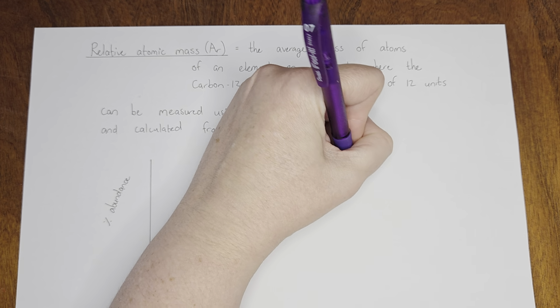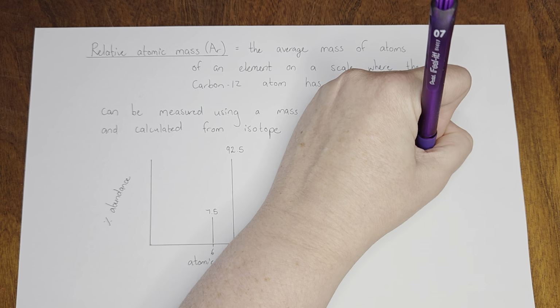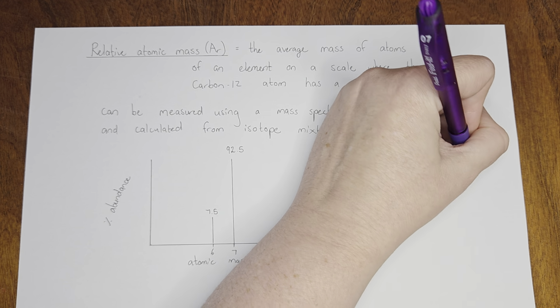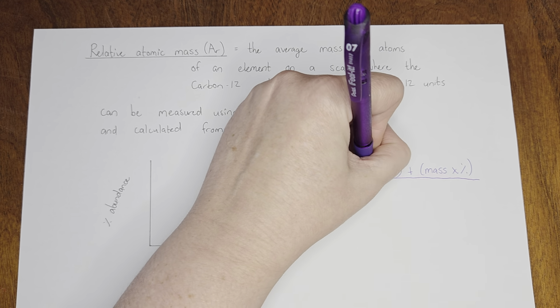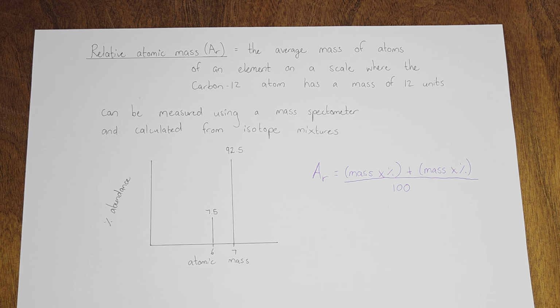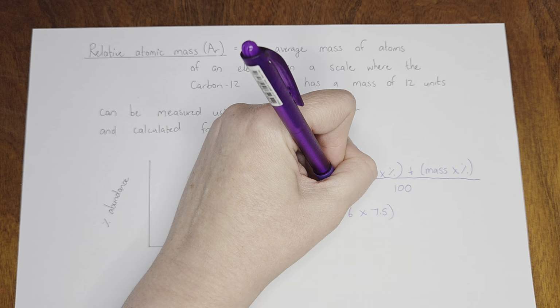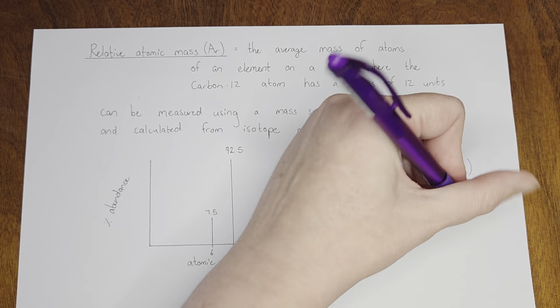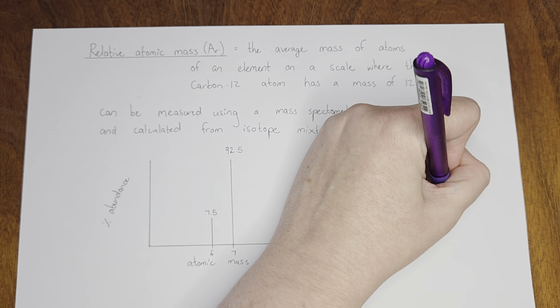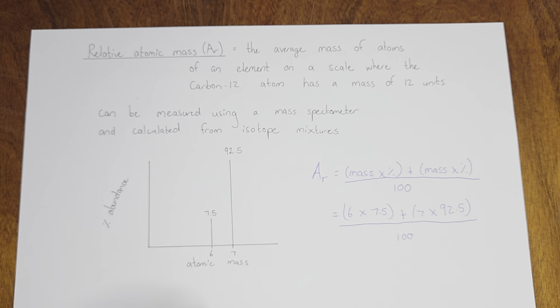It's always going to be the mass that I have times its percentage, all added up together, and then I take it and divide it by, if I add up all the percentages, it should come to 100. Okay, so if I have to look at this example, I'm going to take the mass that I have, which was 6, times its percentage of 7.5, plus the next mass I have is 7 times its percentage of 92.5, and I'm going to divide that whole thing by 100.